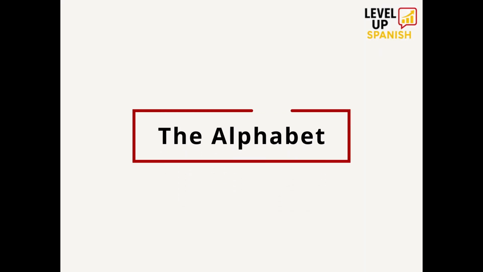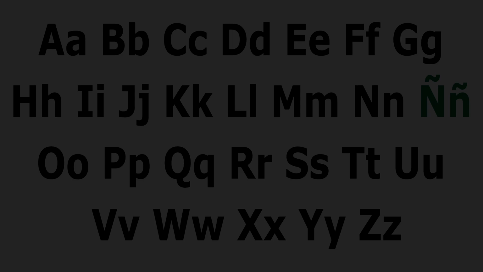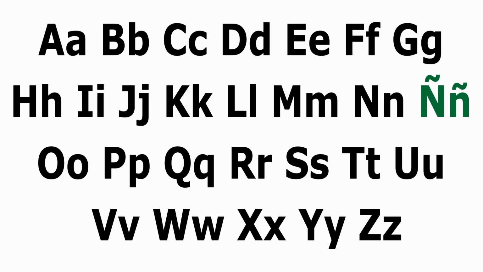The Spanish alphabet. Spanish has 27 letters, one more letter than the English alphabet. That letter is the letter ñ, which we've highlighted in green. Let's say the ABCs in Spanish, el abecedario. I'll say it first, and you can repeat after me.